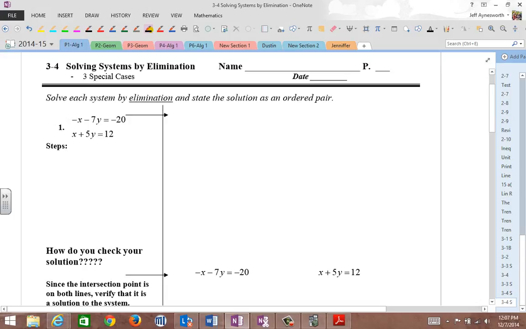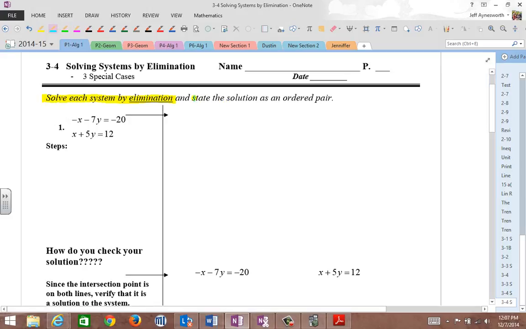This is Mr. Ainsworth, and we're getting into a lesson called Solving Systems by Elimination. Our goal is to solve a system just like we have earlier in our lessons. However, we're going to switch methods from substitution to what's called elimination. So we want to solve the system by elimination.